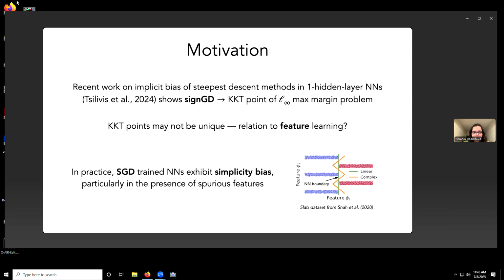In practice, SGD trained neural networks are known to exhibit simplicity bias. So they rely more on simple features, particularly in the presence of spurious features. For example, in this figure, there are two features, and there's a linear solution that only uses one feature, and a nonlinear solution which uses both the features and has a better margin. And SGD trained neural networks were shown to rely on the simpler solution and learn a linear predictor.